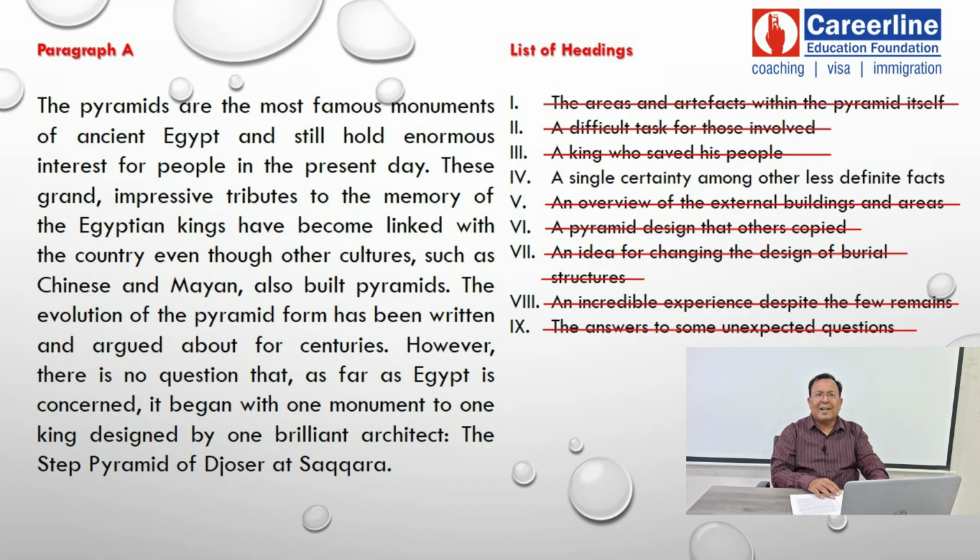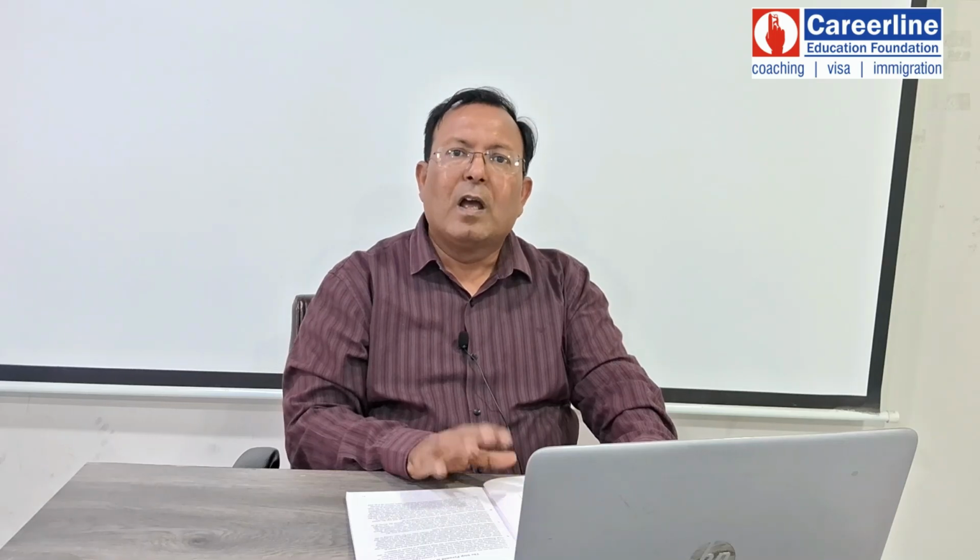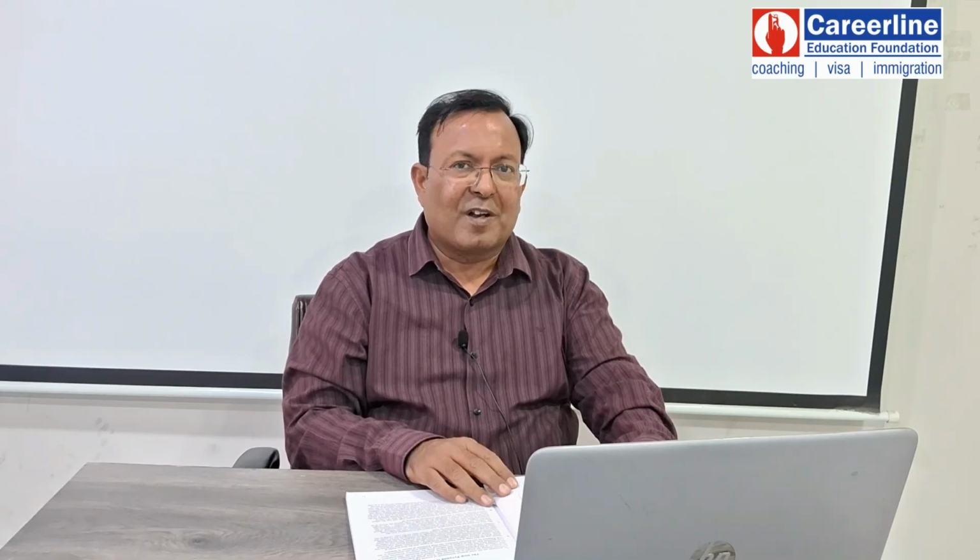So the only slightly suitable option which is there is 4. And we are reading the option again, a single certainty among other less definite facts. So in this way, if we remove the wrong options, then we can easily find out the correct option.